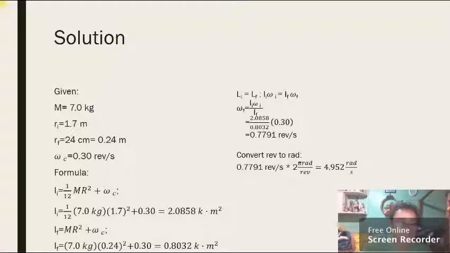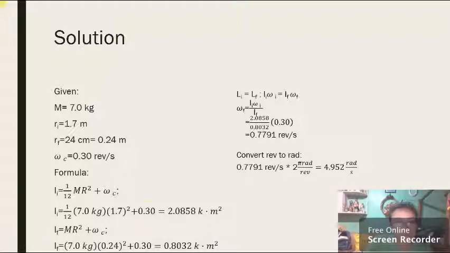So the angular momentum, as we all know, is the product of the moment of inertia and the angular velocity, which is I omega. And then we need to use the total moment of inertia, so I final is equal to I plus I initial.